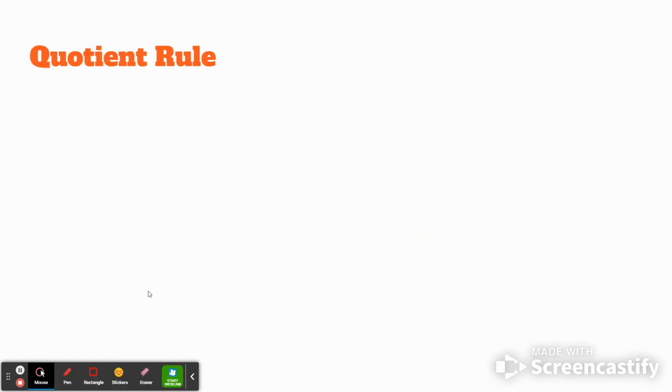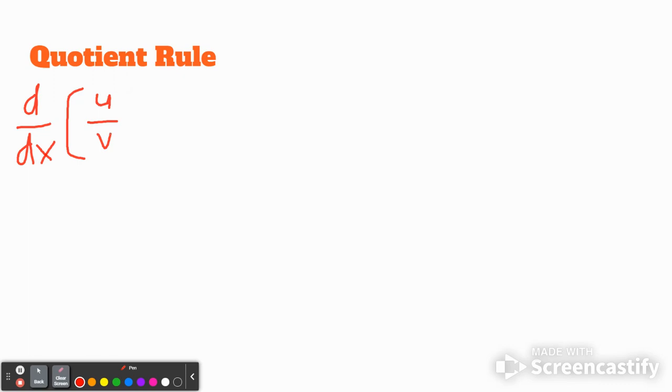Now the next rule is the quotient rule, which says that if we have a function that is of the form u over v, where u and v are both functions of x, the derivative here, I like to remember a little song for the quotient rule. It goes low d high minus high d low. Don't forget to square the low.